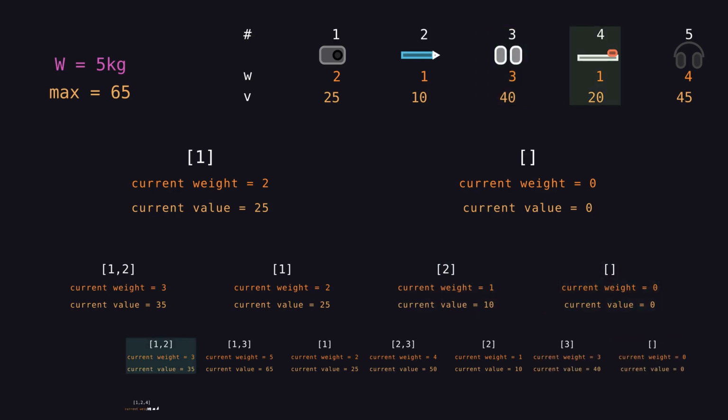But the problem is, this approach has exponential time complexity. We're talking 2 to the power of n. It's way too slow. It's so slow I can't even fit all the combinations on the screen, and this is only 5 items. We need a faster way. Take some time to think about the problem.